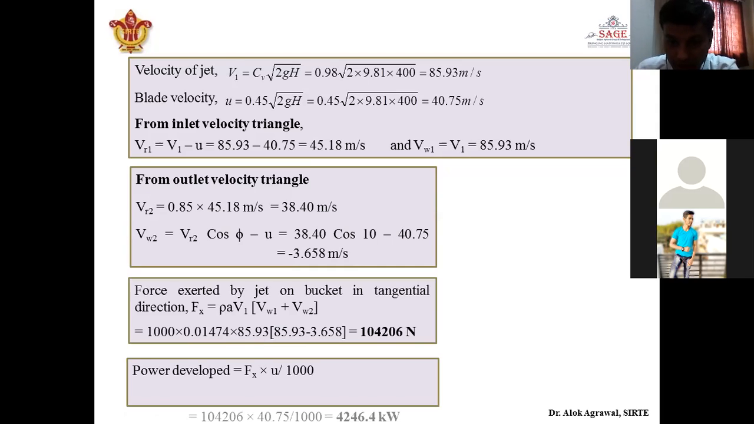Now the power developed, again force into velocity divided by 1000. So this is simple. The most important thing in this problem is what the velocity triangle will be, what the outlet velocity triangle will be.